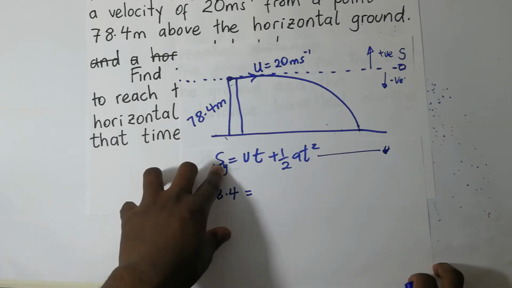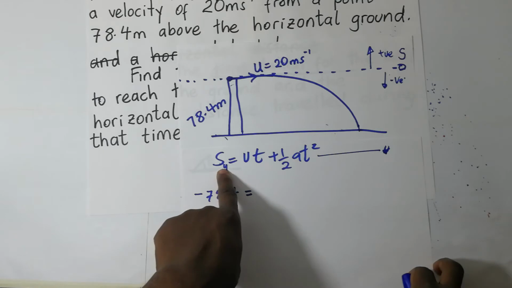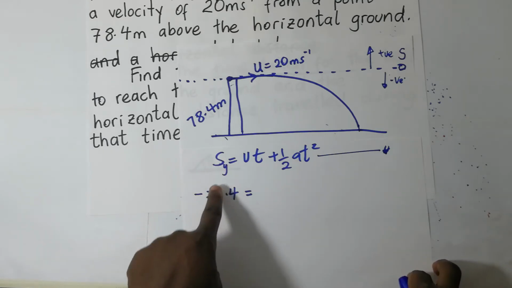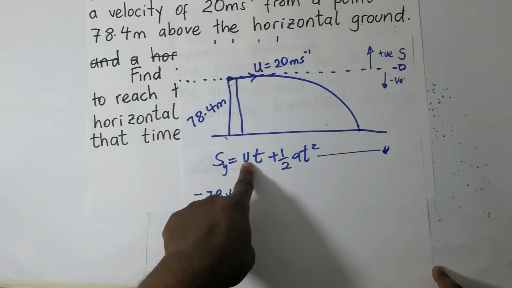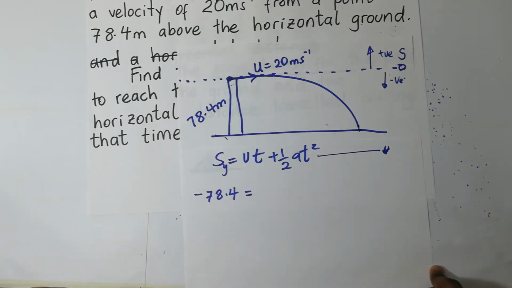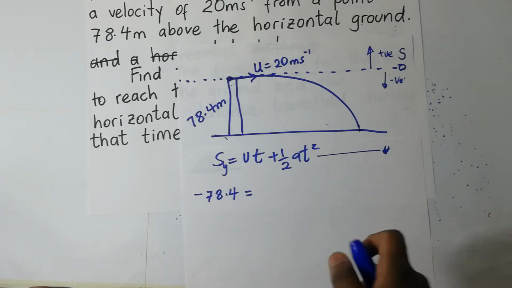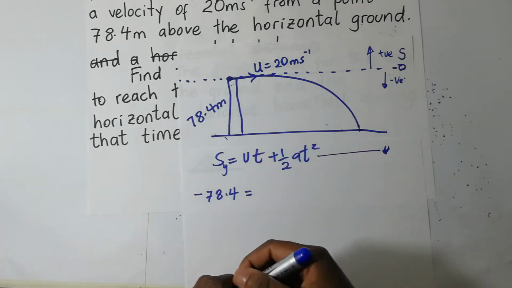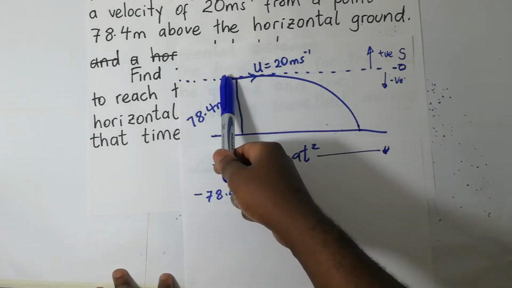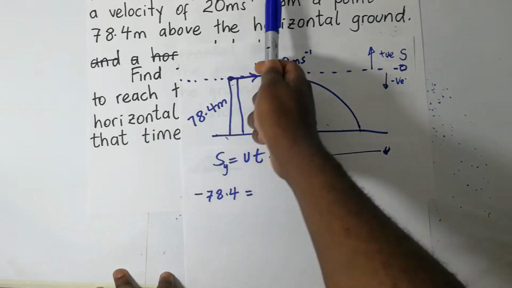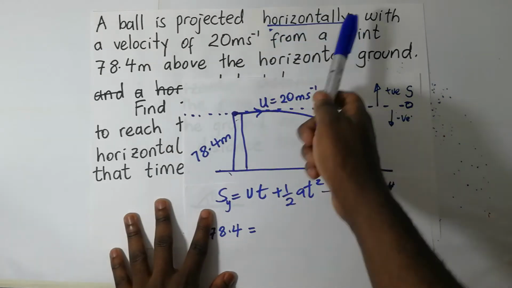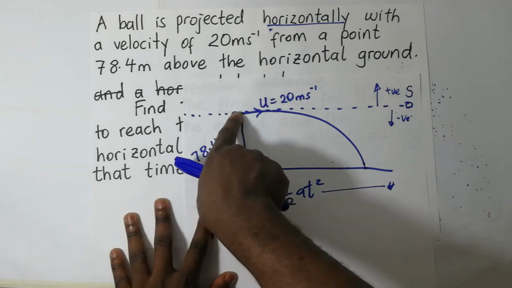Remember, displacement is a vector quantity, so we're doing displacement in the y direction. And in the y direction, it is negative 78. That is going to be equal to the velocity. Our velocity here is also supposed to be in the y direction. If you look at our point of projection here, our velocity is directly in the x direction. The ball is being projected horizontally. It is being projected in the x direction.